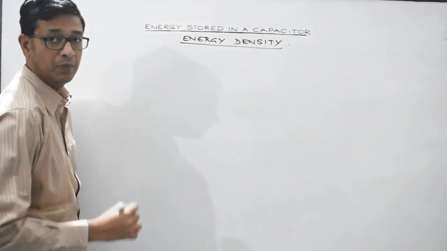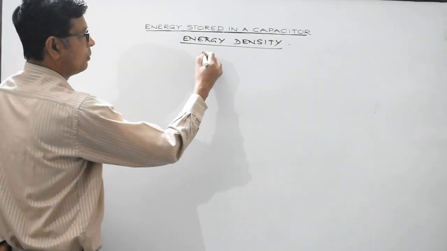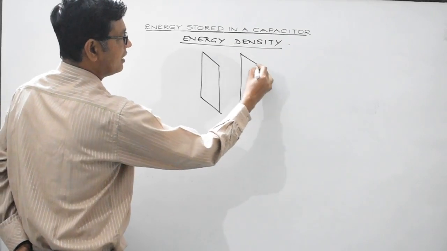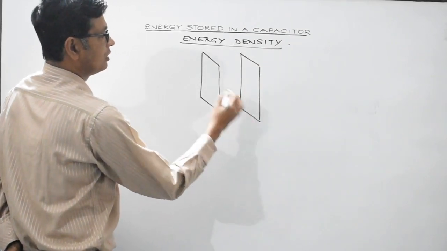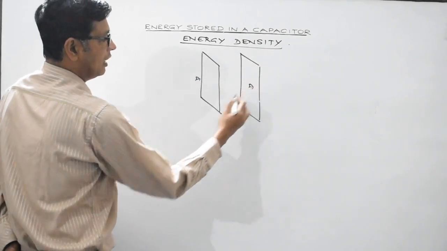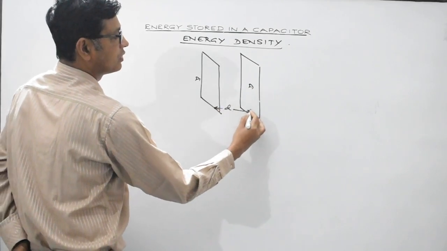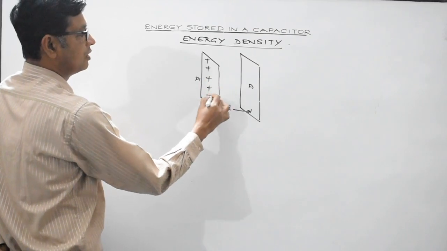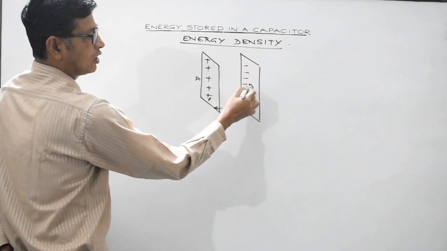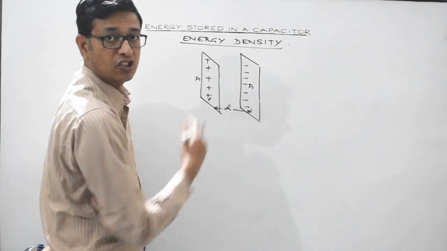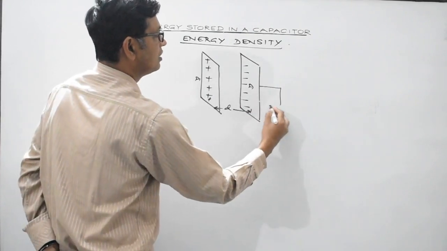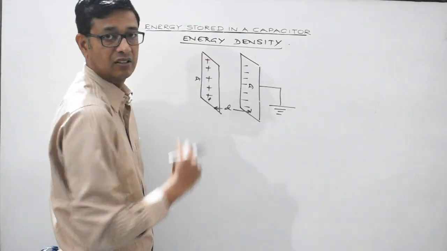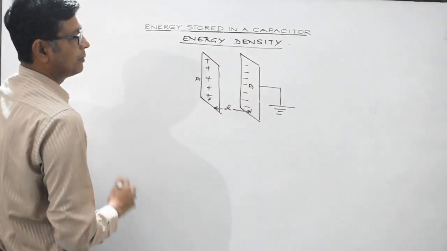So for a parallel plate capacitor, these are the two parallel plates under consideration. Both the plates are identical, suppose each of area A, and let us consider the separation between them is small d. If it is given positive charge, you are aware, negative charge will be developed on the inner face of the second uncharged conductor, and if it is earthed, then the positive charge developed on the farther face will get neutralized. So this is a parallel plate capacitor.